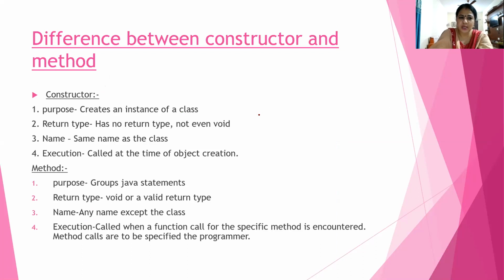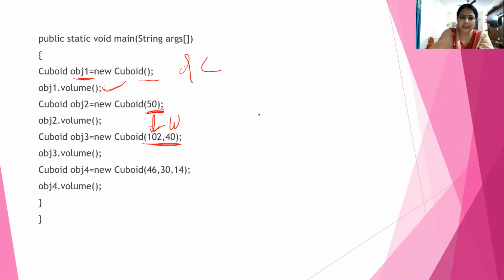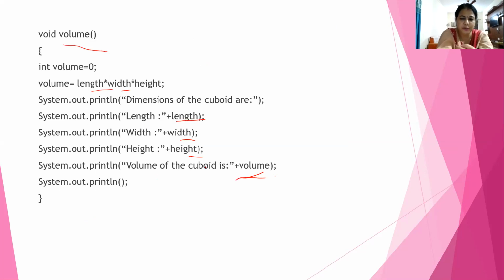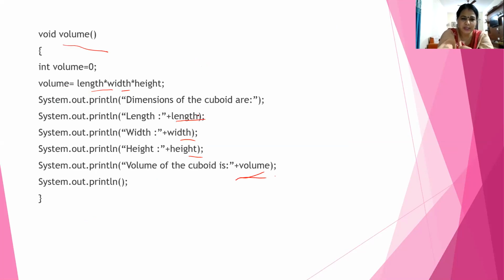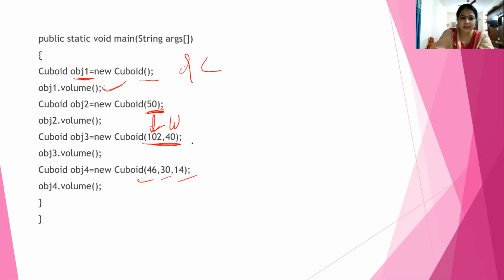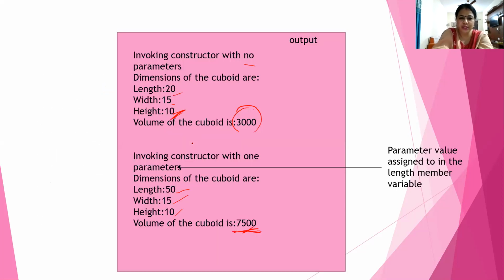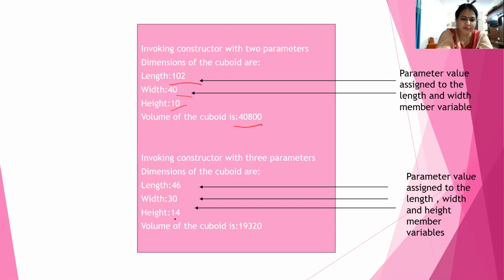Now next comes the three-parameter one, which is 46, 30, 14. The fourth one will work. For the fourth one, length, width and height will be transferred, and it will be executed, multiplied and displayed. Just look at here, it will be executed, and you can see the output from here: 46, 30, 14, multiplied and displayed. Here you see the parameter assigned to the length, width and height member variable. I have written everything clearly: the parameter value is assigned to the length, width and height member variable.